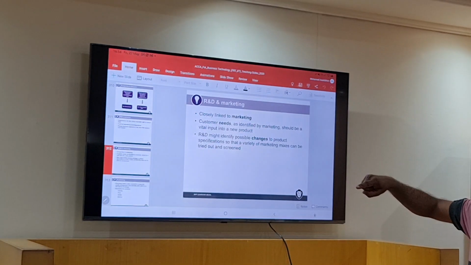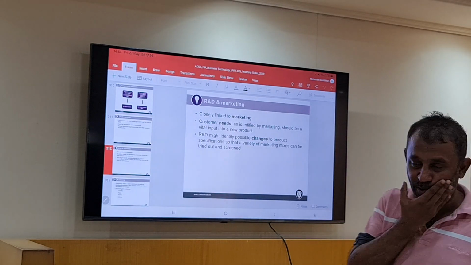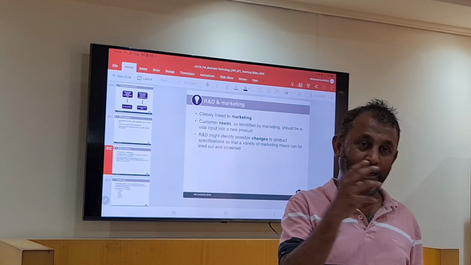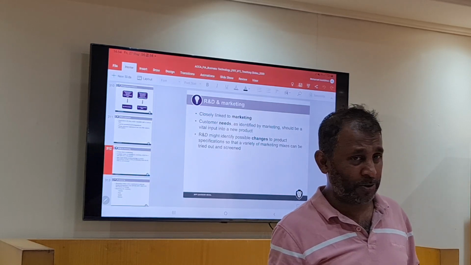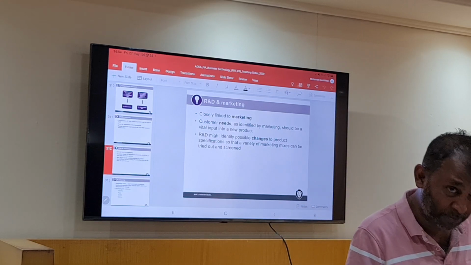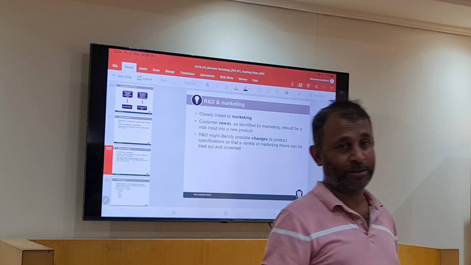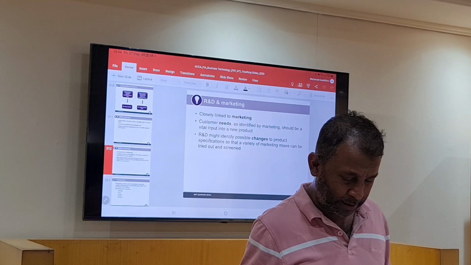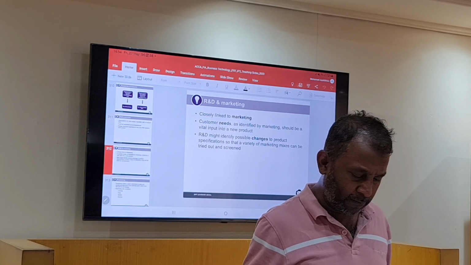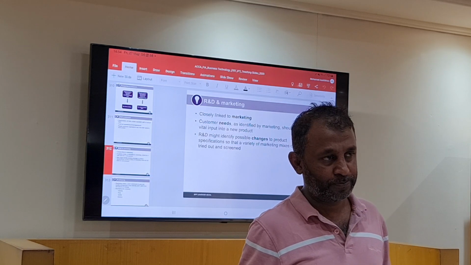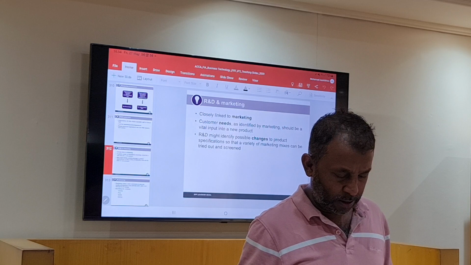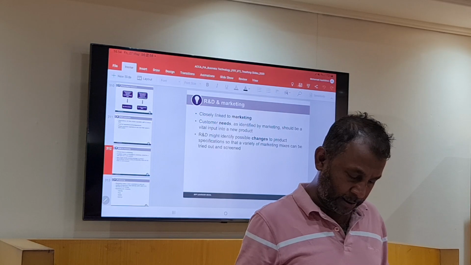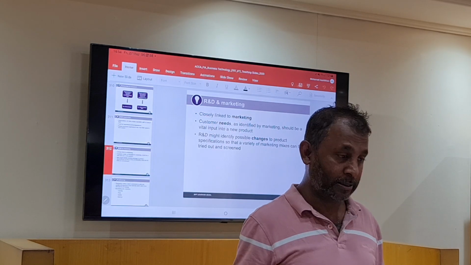Closely linked to marketing, obviously. You know why, if you remember this Signal toothpaste, they keep on changing the shape and the name and the flavor, everything changes. So the changing is done by the research team, but that is done because the marketing team wants this. Clear? So closely linked to marketing, customer needs as identified by marketing should be a vital input to a new product. So R&D might identify possible changes to product specification so that a variety of marketing mixes can be tried out and screened.